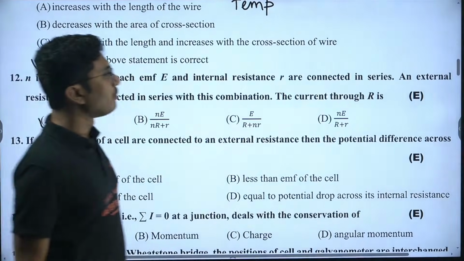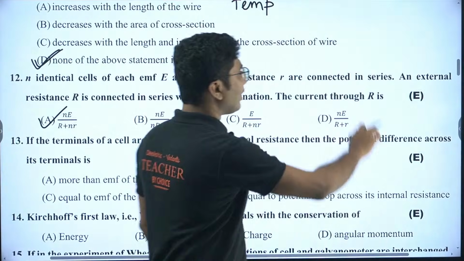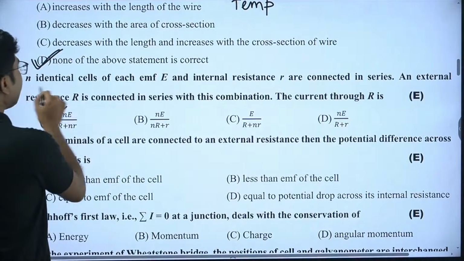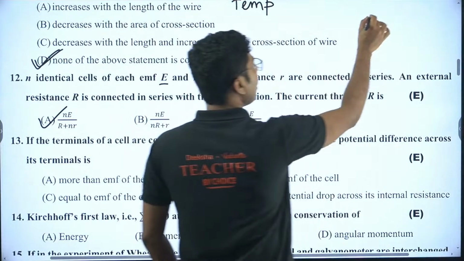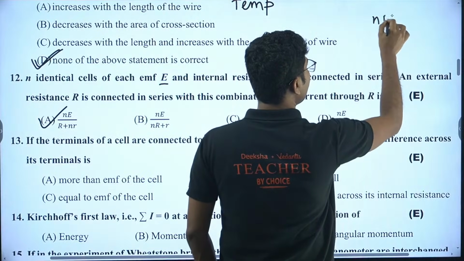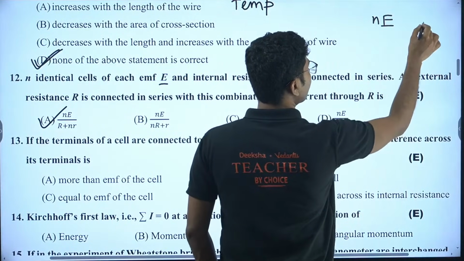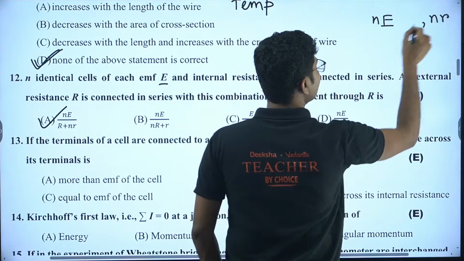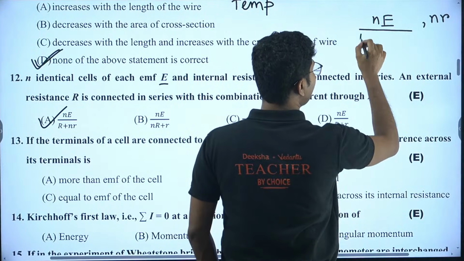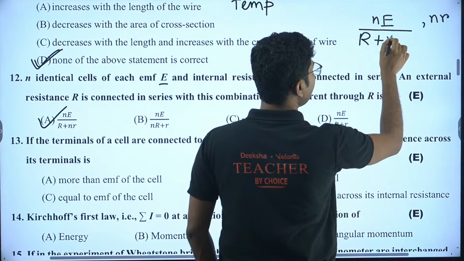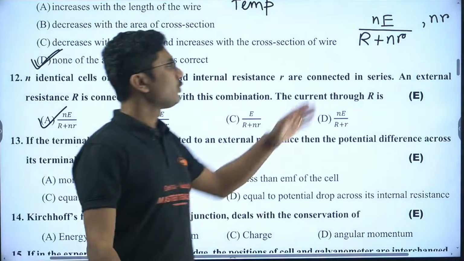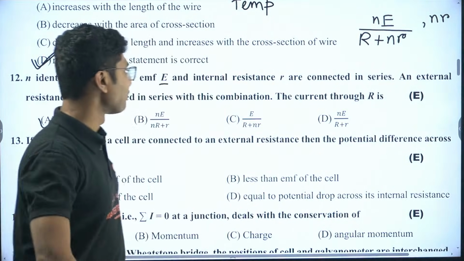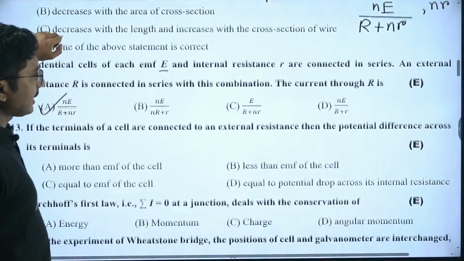Why so? Because N identical cells each of EMF E, so total EMF should be n into E, total internal resistance should be nr. So what is the total resistance when R external is connected? It should be R plus nr. Everything is in series, so it just gets added simply. Okay. Now next question.